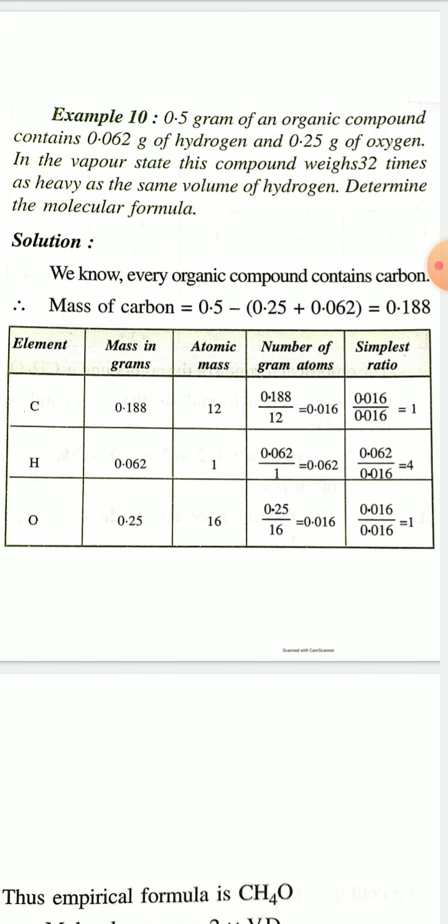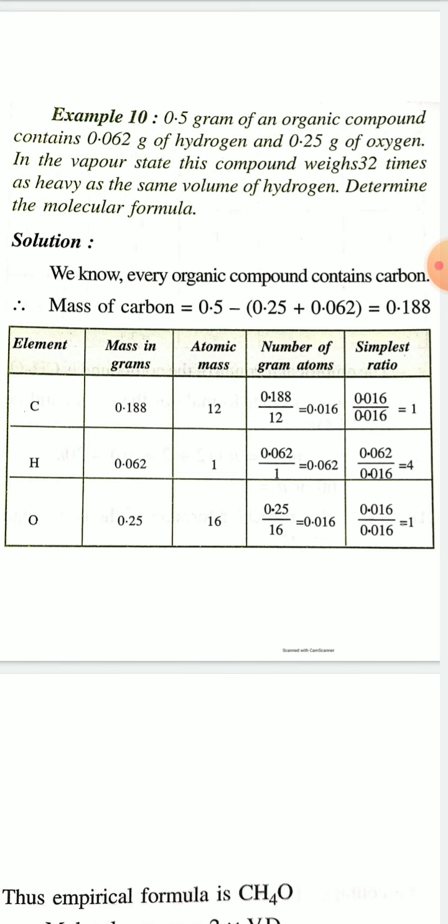So from the total mass, you have to find out the mass of carbon first. The mass of carbon is equal to the total mass of the organic compound, that is 0.5 gram, minus the sum of the masses of hydrogen and oxygen. So the mass of carbon is equal to 0.5 minus, within the first bracket, 0.25 plus 0.062, that is 0.188 gram. So the mass of carbon is 0.188 gram, the mass of hydrogen is 0.062 gram, and the mass of oxygen is 0.25 gram.